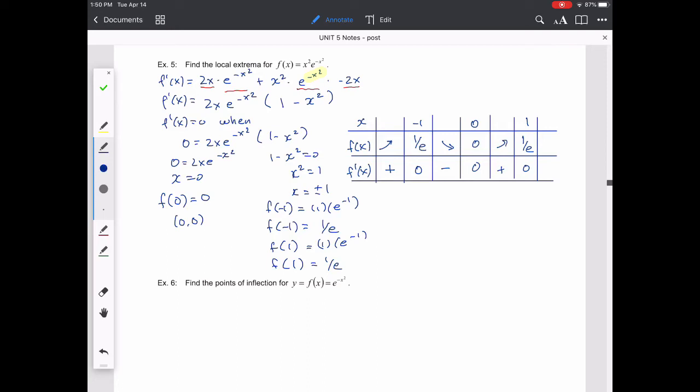If I plug in a value greater than 1 into my derivative function, it's going to be negative. That means decreasing for my function.